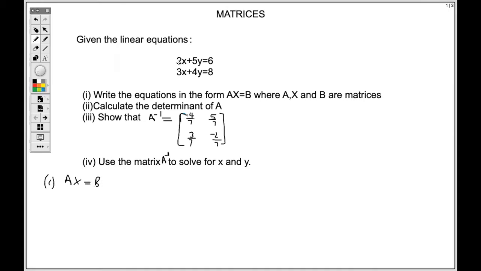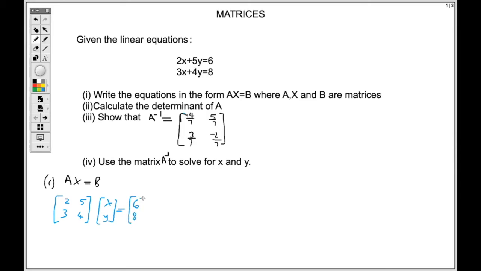So now we're going to take the coefficient of x. It's going to create the first column. So the coefficient of x is 2 and 3. So that will be our first column. Then we're going to take the coefficient of y, which is 5 and 4, and that becomes the second column. The variables that we have here represent capital X, so it's x and y. It's equal to the solution that we have, which is 6 and 8. So I have my 6 and 8.